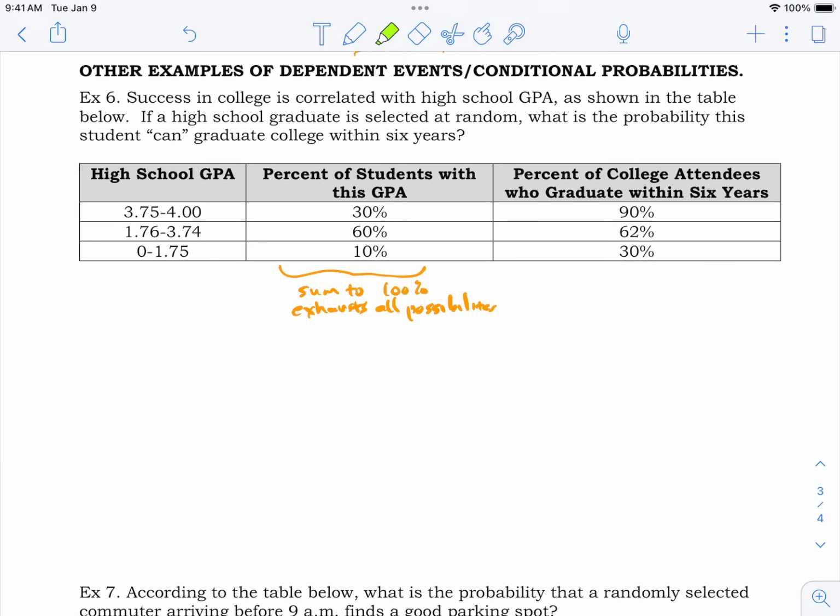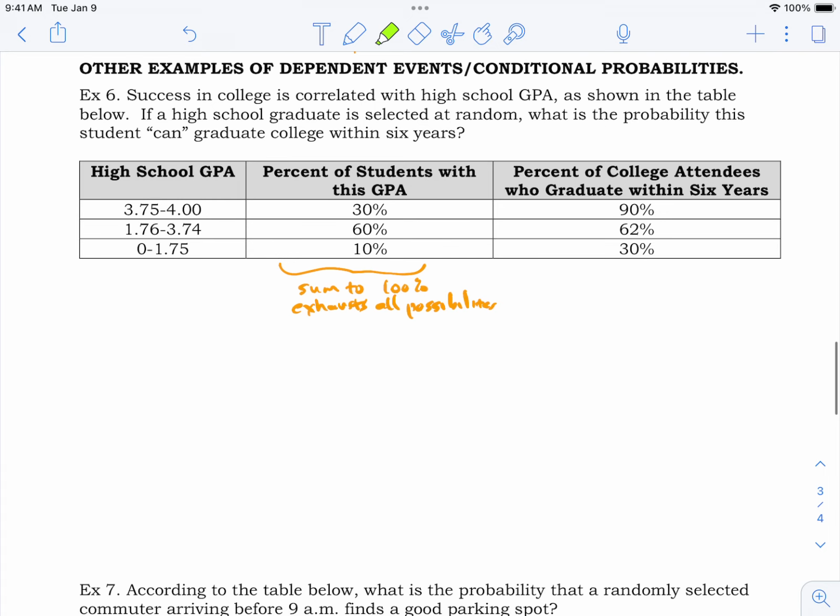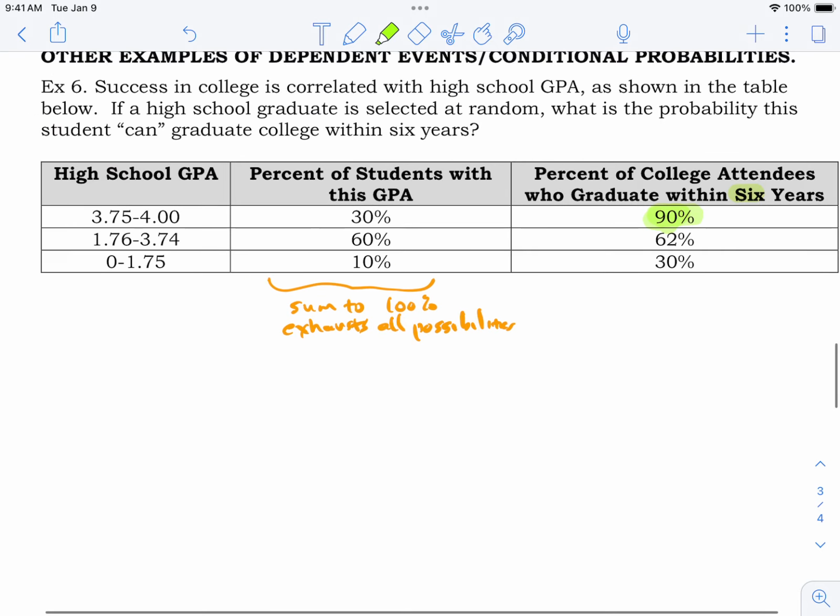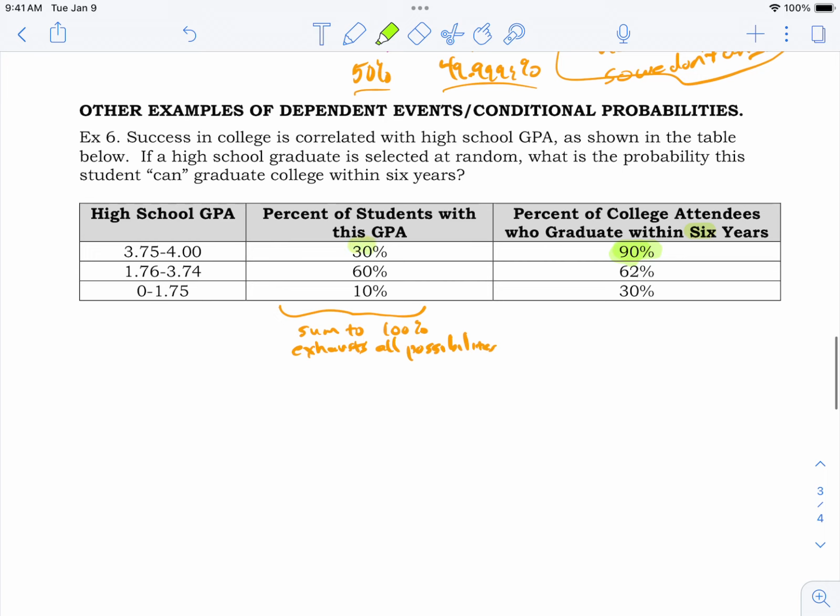Now over here, this is something a little bit different. So what does this say? Percent of college attendees who graduate within 6 years. So it's a 90% chance of graduating within 6 years if you're in this category. You had a high school GPA of 3.75, you're one of these 30%. It's a 62% chance if you're one of these students, GPA in that range, which is 60% of them. And it's a 30% chance of graduating in 6 years if the GPA is this, which is this many percentage of the students.